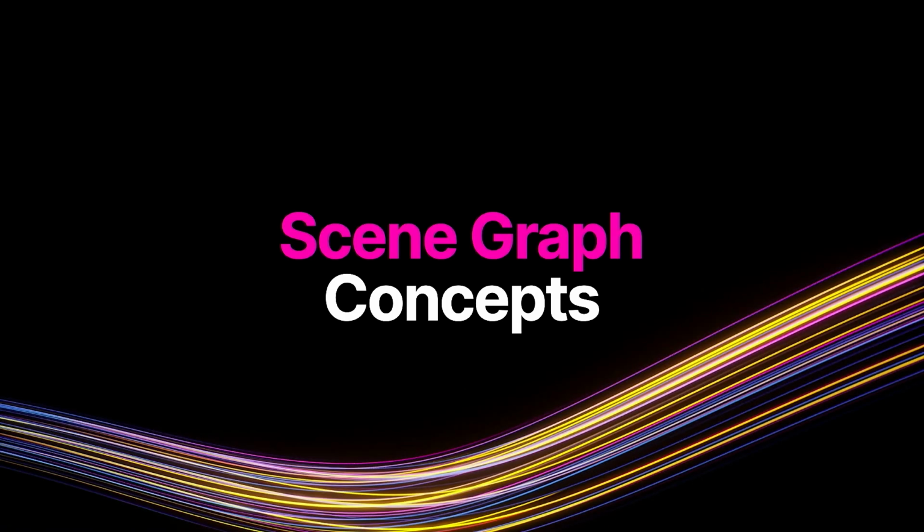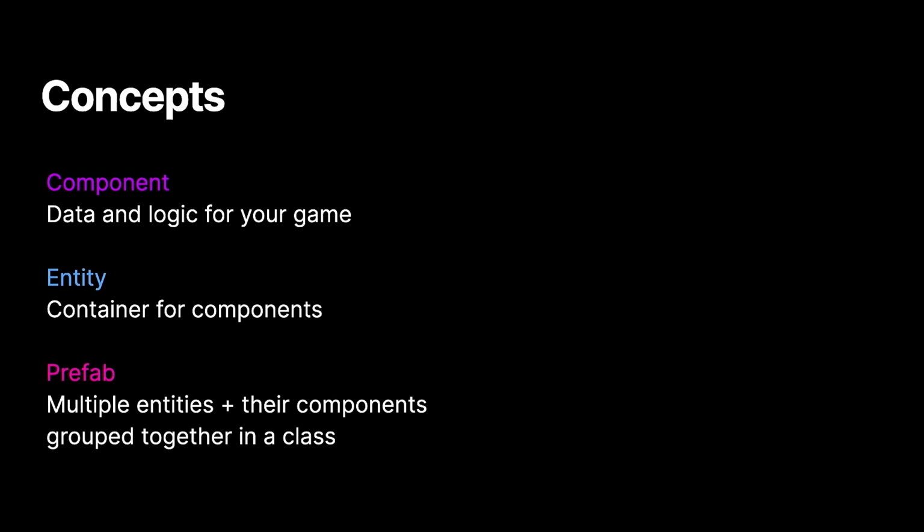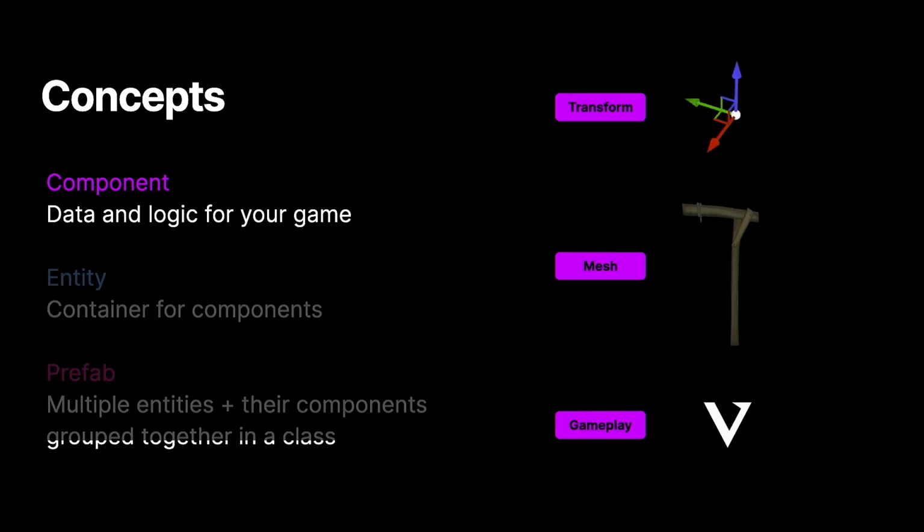Let's look at the concepts. So there's only 3, so we keep it simple. We have components, we have entities, and we have prefabs. So starting off with the basic building block, components, this is the data and logic that you use to build your game. If you've built any games and any game engines, you're probably familiar with components. We're leaning in heavily to them here, so it's composition-oriented design.